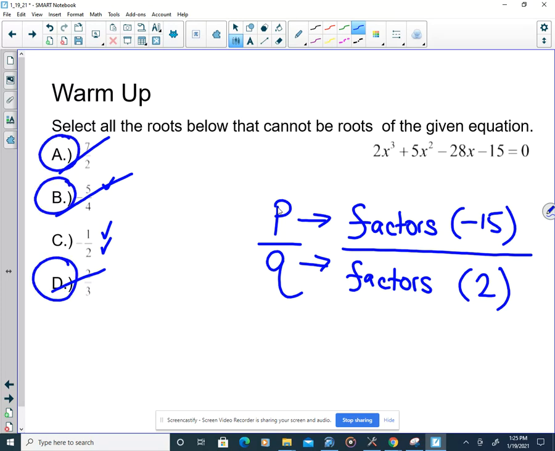Only C might be. We don't know if it is or not, but we could find out if it is by using synthetic division, but it didn't ask that. It asked what roots cannot be roots of the given equation. Negative 1/2 has a possibility to be a root of it. But these other three do not.